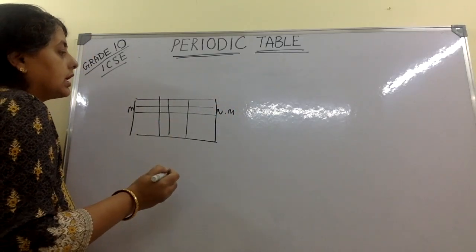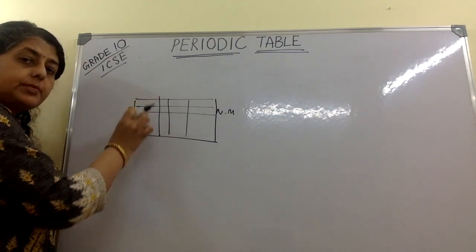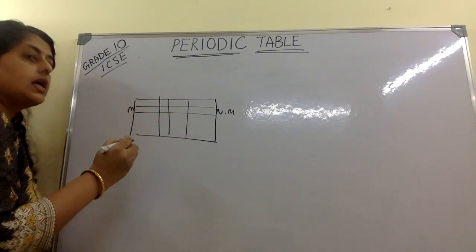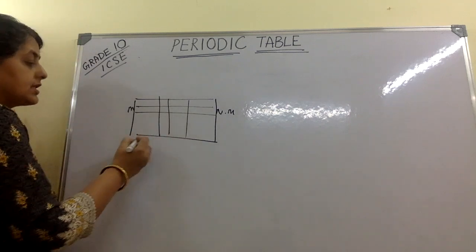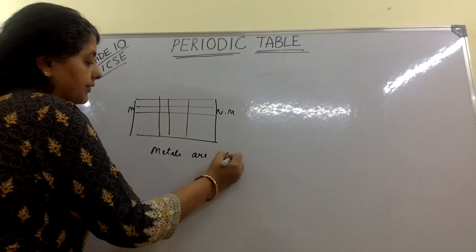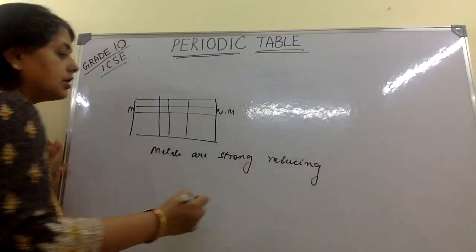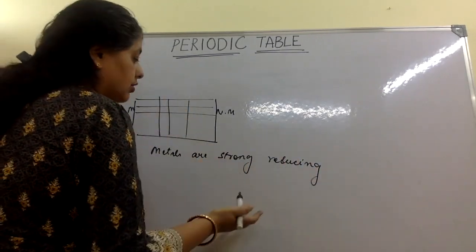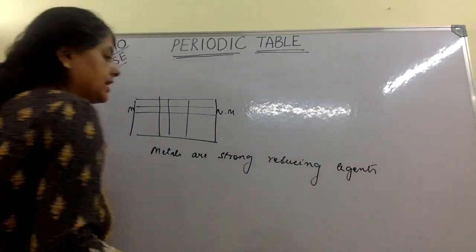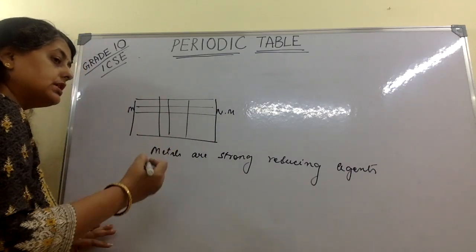Okay, so the very first thing is, as you come towards the left of the periodic table, that is in a period towards the left, the elements are big reducing agents. So metals are strong reducing agents. Now this is one thing, because they will question you about many things in your exam. Reducing agents, that means what makes a thing a reducing agent?